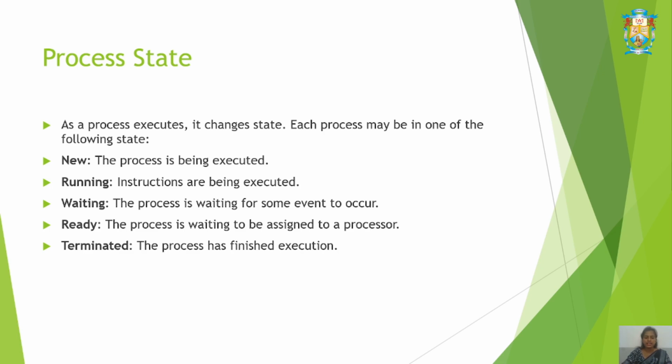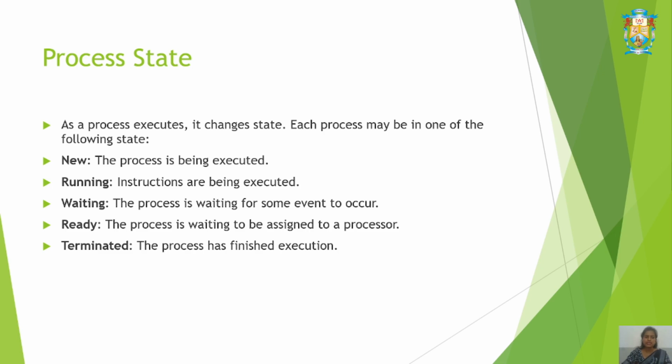Next we have the waiting state. The process is waiting for some event to occur. That means when the running process requests access to use hardware resources such as mouse, keyboard, scanner, printer, in such cases the process goes to the waiting state. From the running state, it will go to the waiting state.